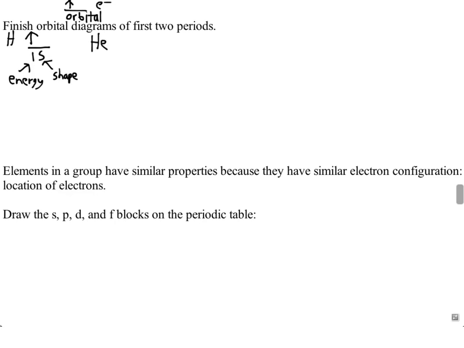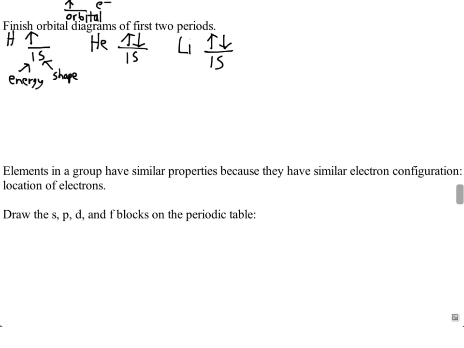Next, we'll do helium. So it would have a second electron in the 1s orbital. When you have 2 electrons in the same orbital, you draw the second one with the opposite direction of arrow to show that the electrons have opposite spins, which is important for magnetism. That's called the Pauli exclusion principle. The electrons in the same orbital have opposite spins.